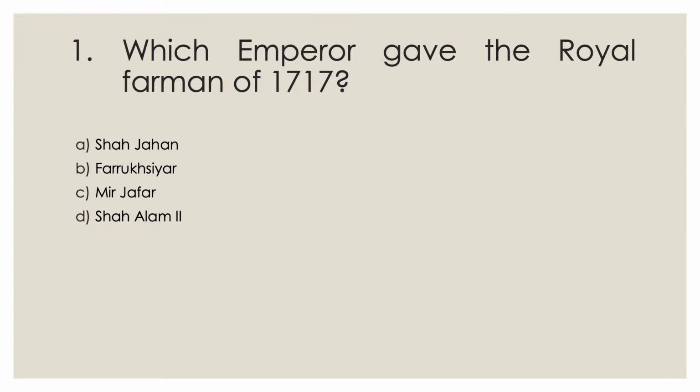The first question: which emperor gave the royal farman of 1717? This is a very important but relatively easy question because this is something that you are expected to know. We're talking about the royal farman of 1717 where the company was allowed to trade duty free, and of course we also know that this particular farman was misinterpreted, and even in the private trade that company officials used to carry out, they tried to evade duties. Your options are Shah Jahan, Farrukhsiyar, Mir Jafar and Shah Alam II. The correct answer for this is B.